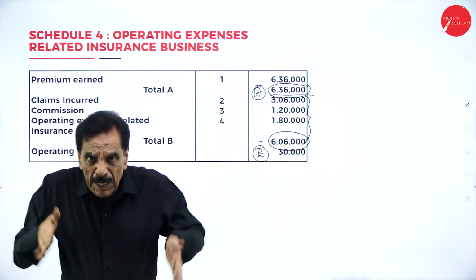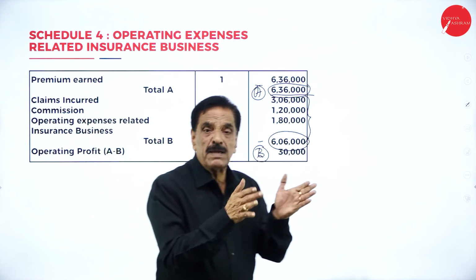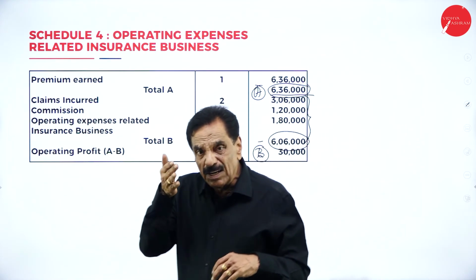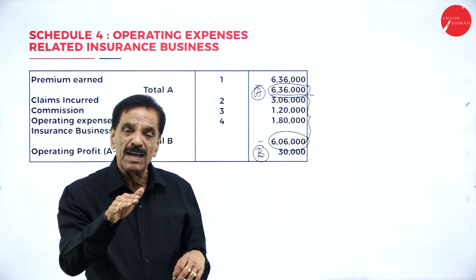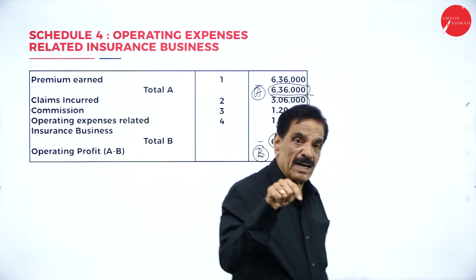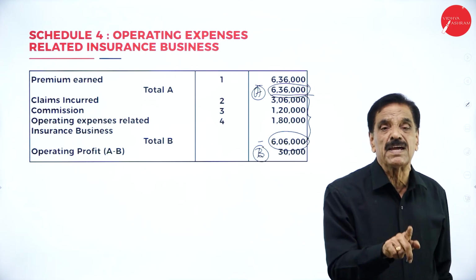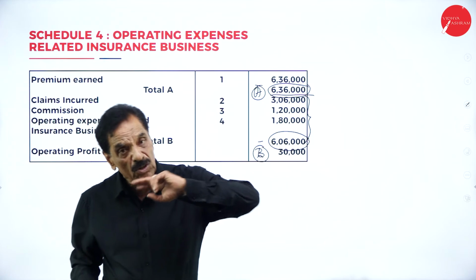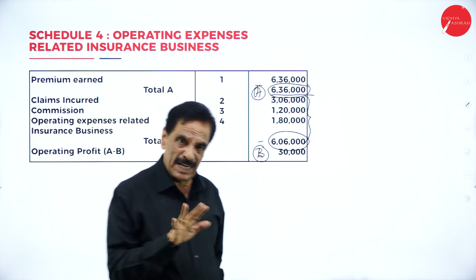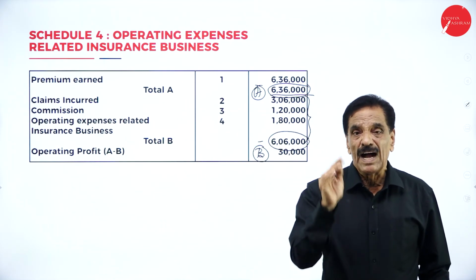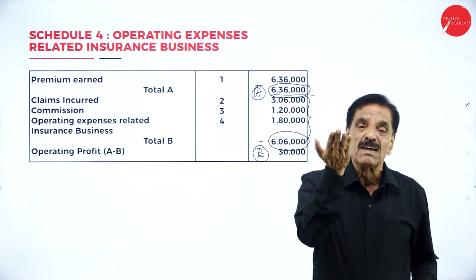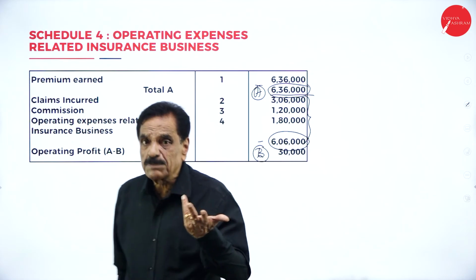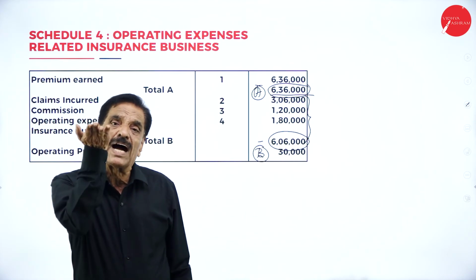So how will the premium adjustment go? Premium received minus reinsurance premium, add additional premium at the beginning of the year, add reserve for unexpired risk at the beginning of the year, minus closing reserve at the end of the year should be deducted, minus closing additional reserve should be deducted. Regarding the claim, add outstanding claim of the current year, minus claim of the last year should be deducted. Any legal expense regarding the claim, that should be added.